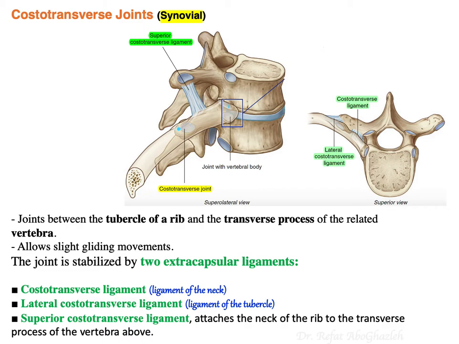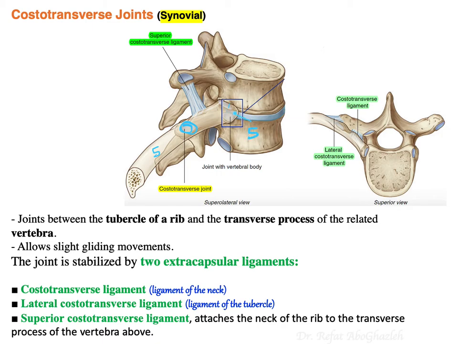The costotransverse joint. Again, a synovial joint, as you know, and as I mentioned two slides earlier, this joint is between the, do you remember the tubercle of the rib? You can go back and watch it. So there is a tubercle for the rib, one articular part and one non-articular part. The articular part has a facet here for articulation with the facet of the transverse process of the same vertebra. That means this is rib number 5, this is vertebra number 5.